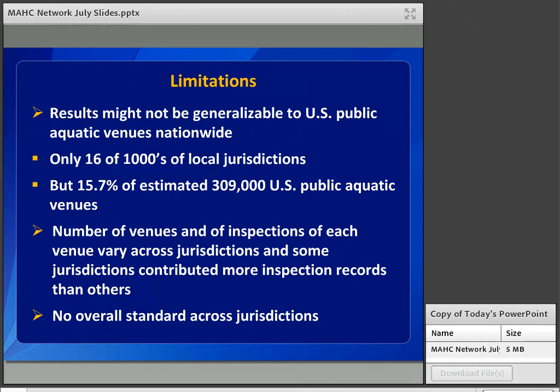In terms of limitations of those results, the results might not be generalizable to the U.S. public aquatic venues nationwide. We worked with 16 local jurisdictions. There are thousands of local jurisdictions in the U.S. However, these 16 jurisdictions have 15.7% of the estimated 309,000 U.S. public aquatic venues.